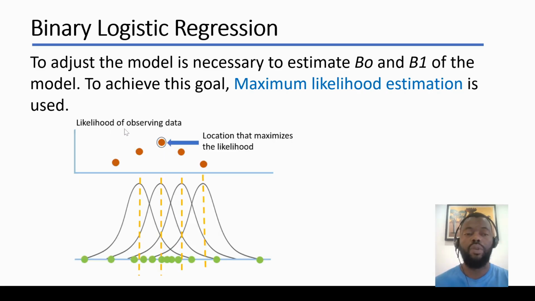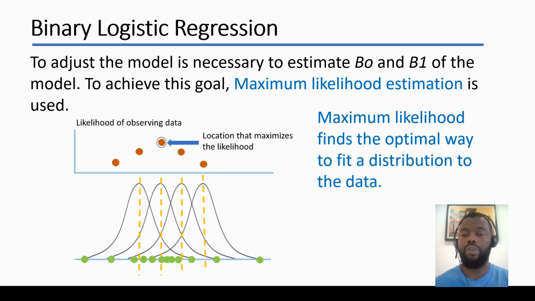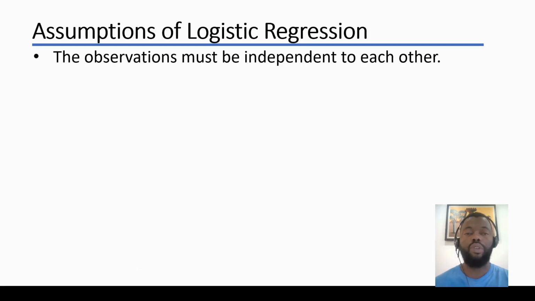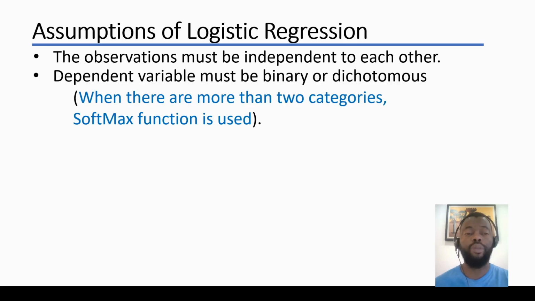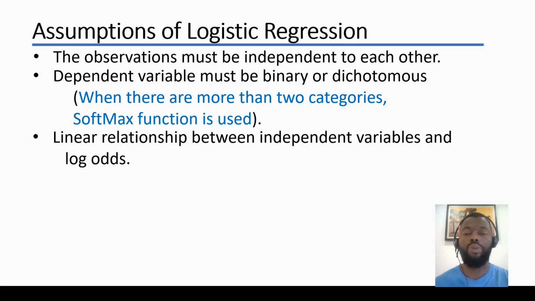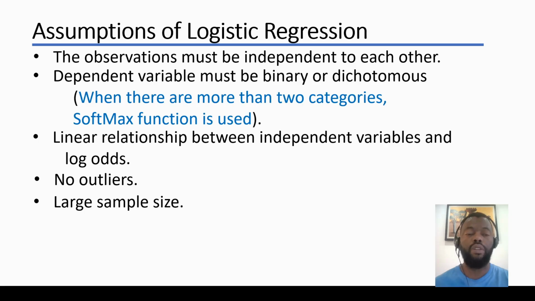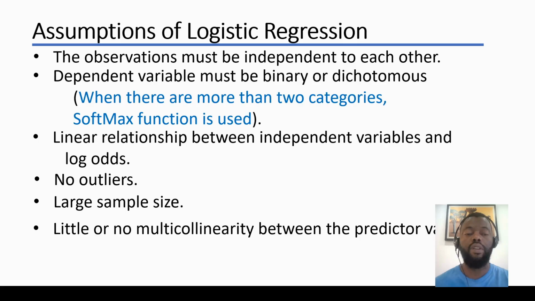Here we have the likelihood of observing the data and the location that maximizes the likelihood. So maximum likelihood finds the optimal way to fit the distribution to the data. Observations must be independent of each other. The dependent variable must be binary or dichotomous. When there are more than 2 categories, the softmax function is used. There must be a linear relationship between independent variables and log odds, no outliers, a large sample size, and little or no multicollinearity between the predictor variables.